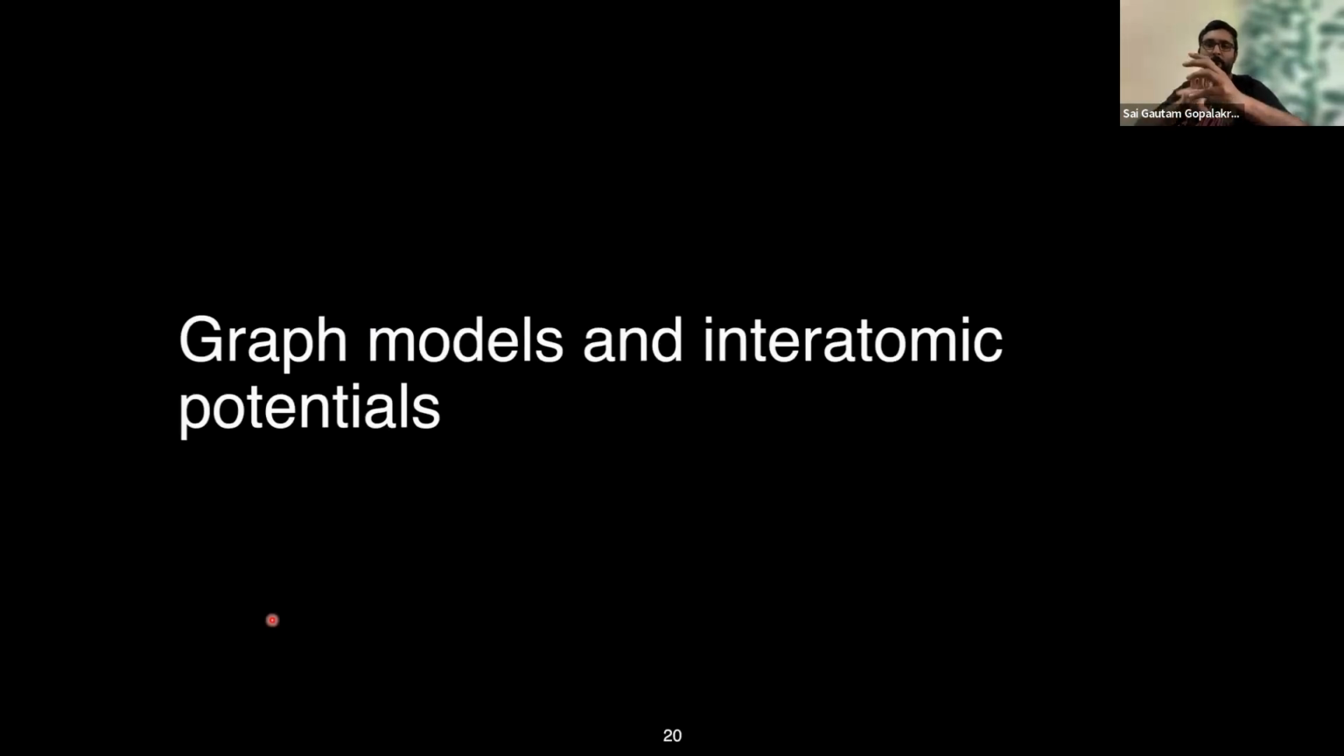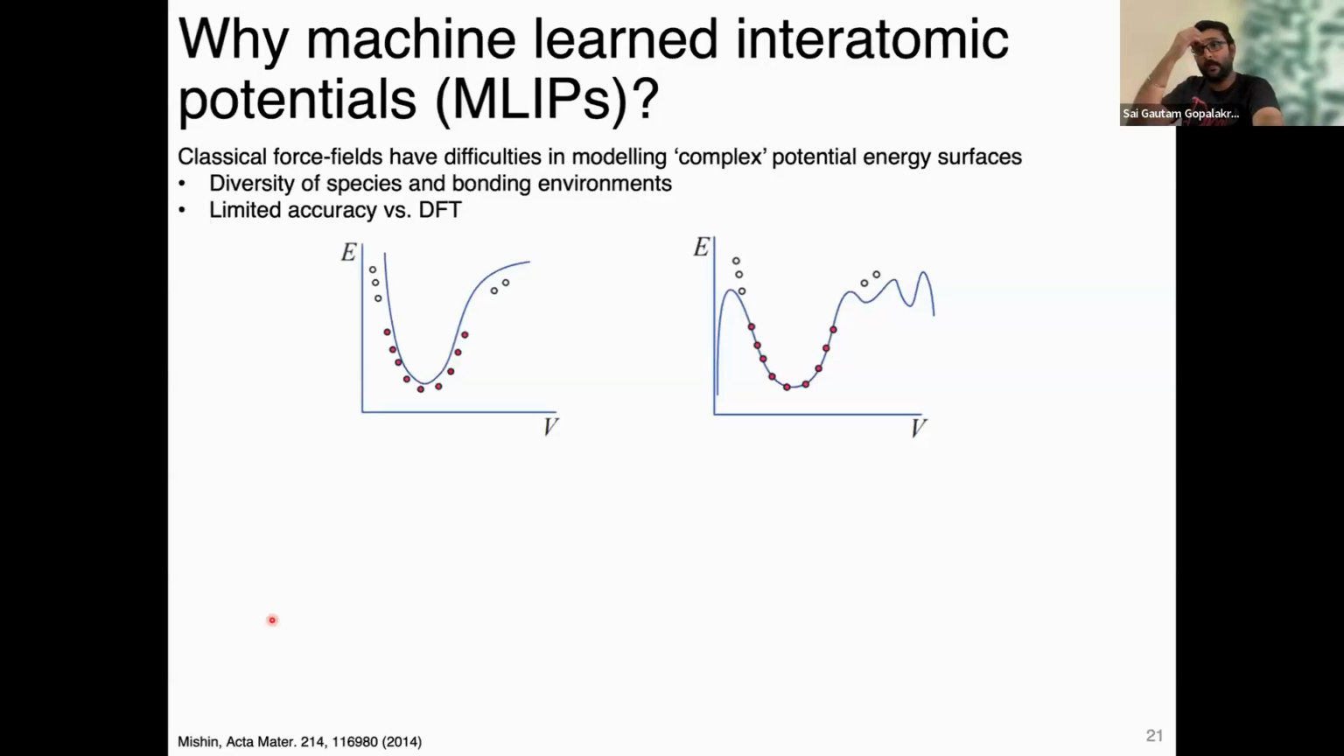Now, let me give you specific examples of how graph models have really influenced advanced machine learning in material science. So the first use case is on interatomic potentials, right? So how have graph models enabled the construction of fairly accurate interatomic potentials? Okay, so the first question is why interatomic potentials in general?